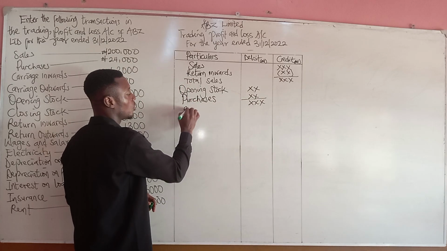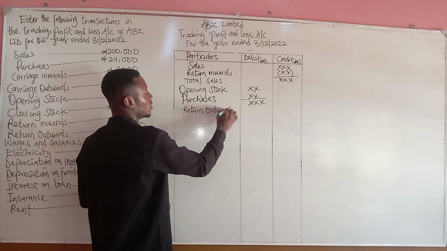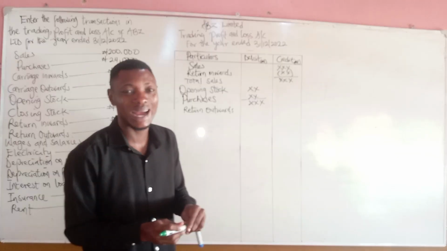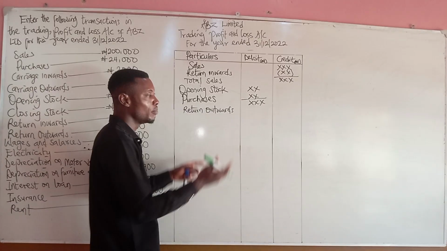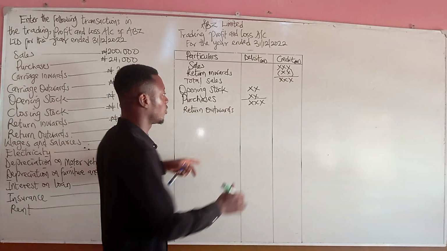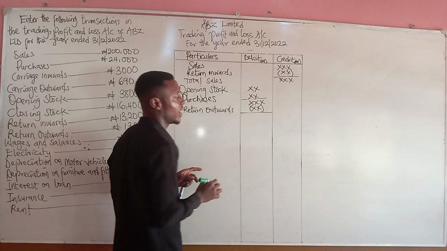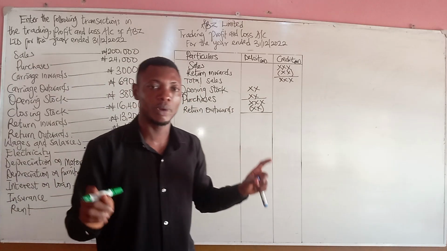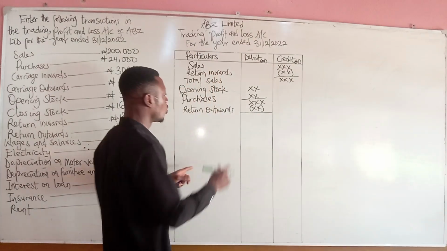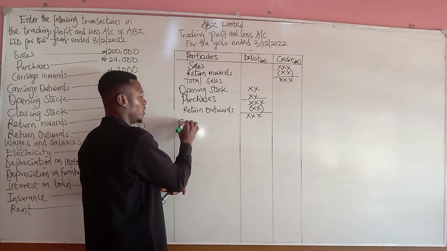Then my return outwards. Now, return outwards is for goods that you return back to your supplier after purchases has taken place, maybe because it did not meet our expectation. So we subtract it from here. So you see, subtract. Now remember that any figure you see in bracket or parentheses in accounting means you are subtracting that figure. So once we subtract, we have this, and then we do carriage inwards.